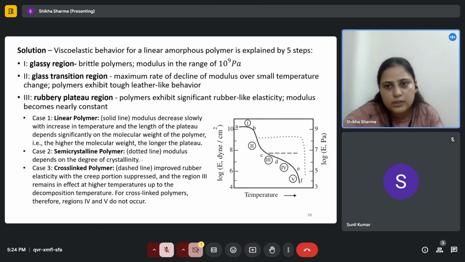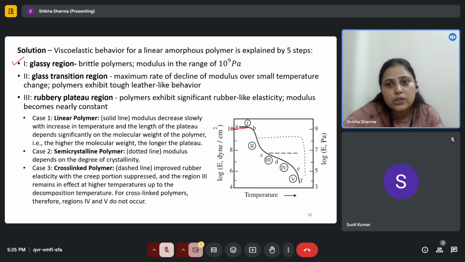The first part is denoting the glassy region. A to B is the glassy region where the polymers are brittle and the modulus is very, very high. We can see the modulus is very high here, and the polymer is brittle because it is a glassy region. The amorphous polymer goes from glassy to rubbery state as the temperature increases. First it is in the glassy state, a brittle polymer, and its modulus is very, very high.